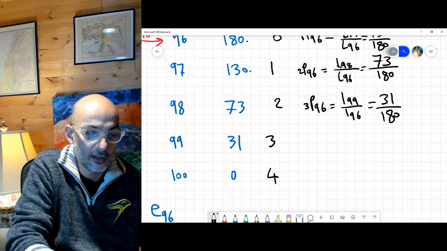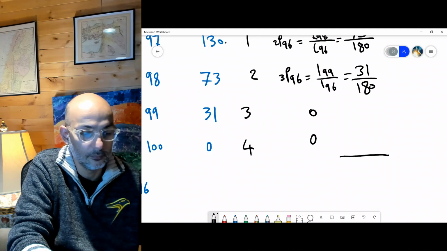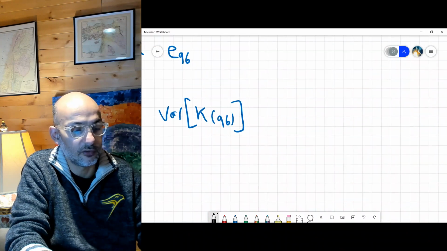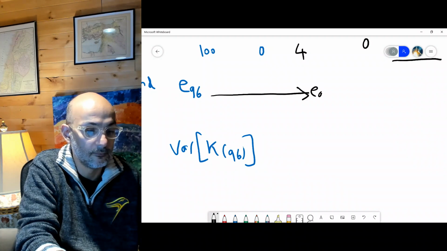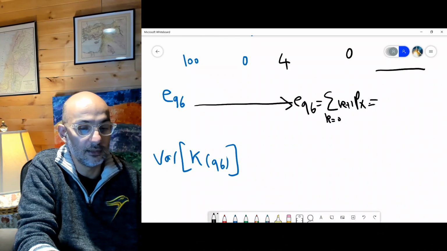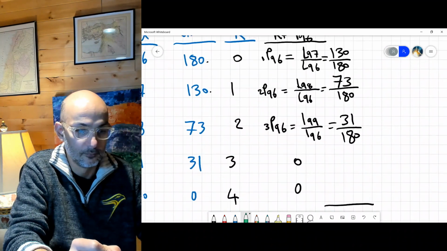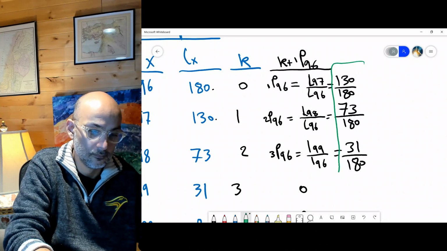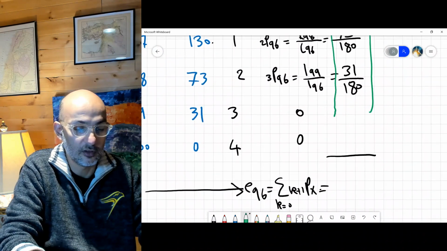Well, I mean, here is the thing about it. This will be 0, this will be 0, so we don't worry about it. Let's go to the question. What's the question? The question asks us E96, equals sum k plus 1 px. And we said we start from k equals 0, which we already did. So all we need to do is to sum up these guys, because this is what we wanted.